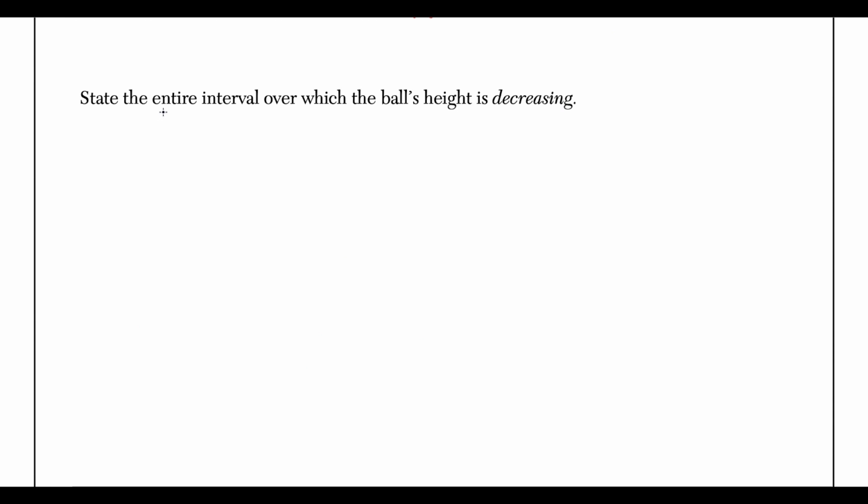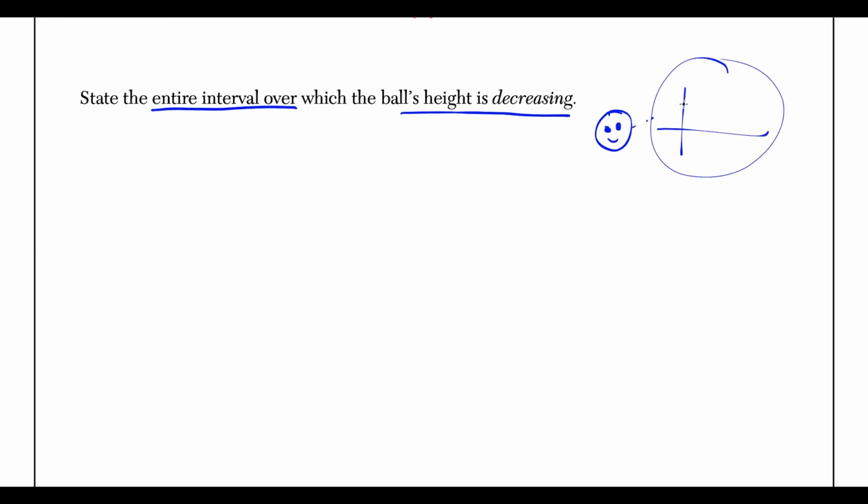For the last part of this question, we need to state the entire interval over which the ball's height is decreasing. So what I'm thinking about right away is the graph. When we think about the graph of the quadratic that models this scenario, the ball's height is decreasing right after it reaches its maximum height. It begins its descent and it hits the ground.